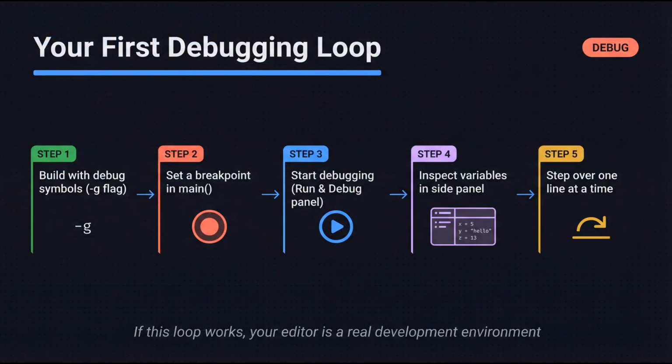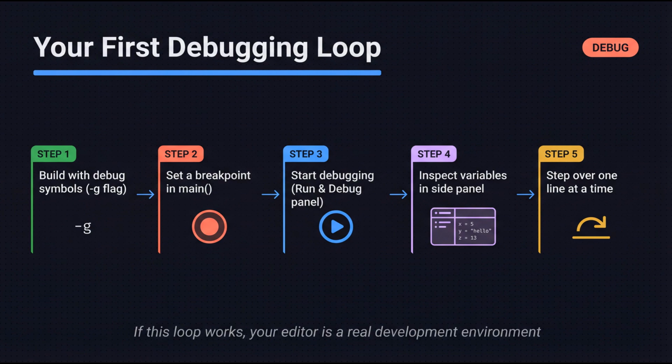This is the moment your editor becomes a real development environment. Here's the debugging loop you want working as soon as possible. Step 1. Build with debug symbols. That's the -g flag for GCC and Clang, or the /Zi flag for MSVC. Step 2. Set a breakpoint. Click in the gutter to the left of a line number inside main. A red dot appears. Step 3.